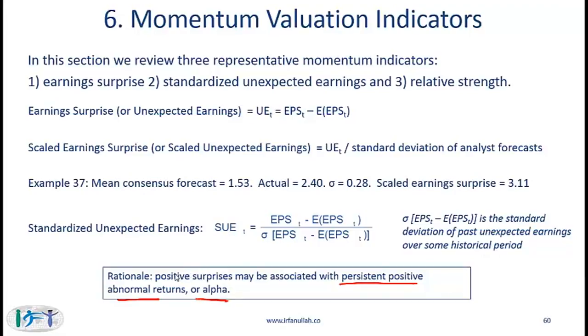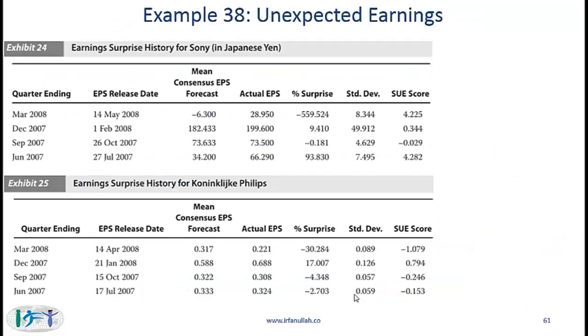So buy stocks which have positive earnings surprises. So this is example 38, which illustrates the unexpected earnings for two companies. So we have Sony and Philips. I want you to look at these numbers. So we have several quarters of data.